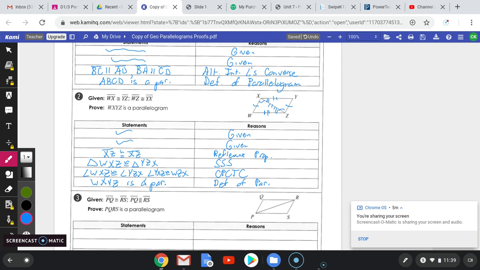I did actually miss a line here. So between here and here, my bad, we would have to say that XY is parallel to WZ, and we would have to say XW is parallel to YZ because of the alternate interior angle converse.